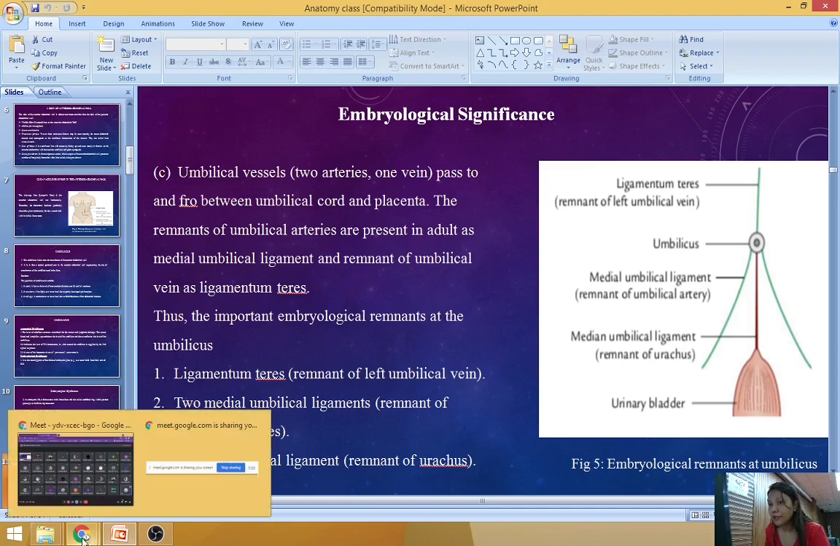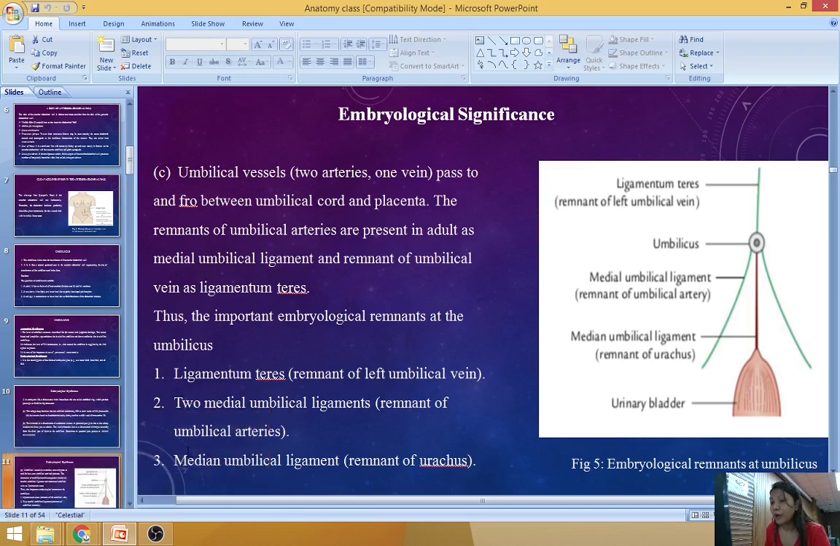You can hear me, right? What are the embryological remnants? Kindly repeat. What is the remnant of the left umbilical vein? Ligamentum teres. What is the remnant of the umbilical arteries? Medial umbilical ligament, not median. It is medial. Umbilical arteries remnant is the medial umbilical ligament. Remnant of the urachus is the median umbilical ligament.